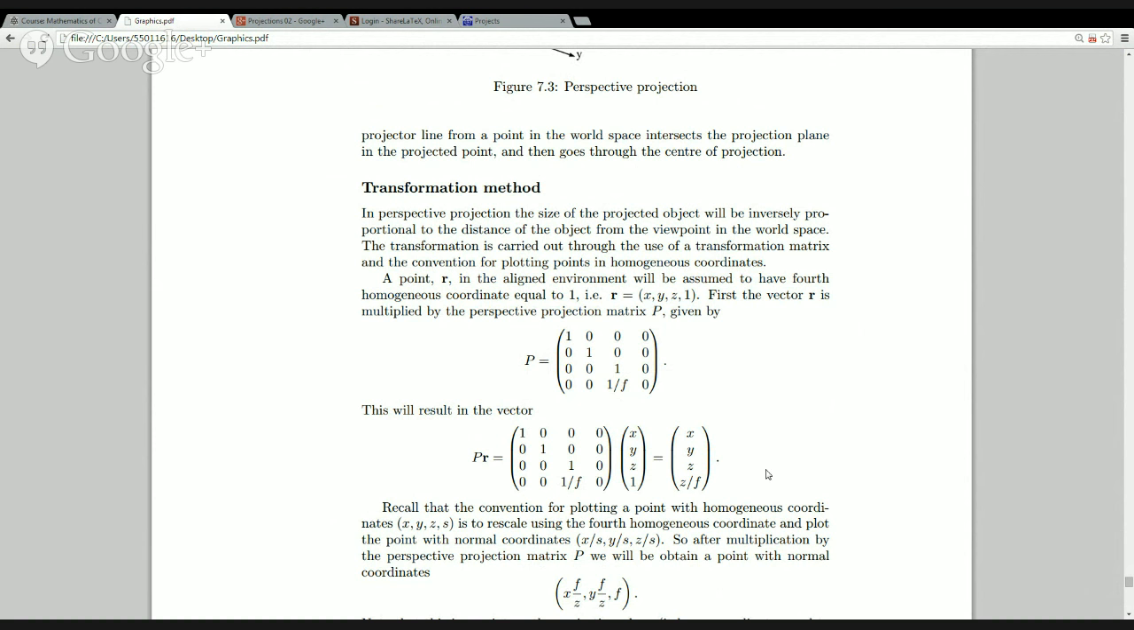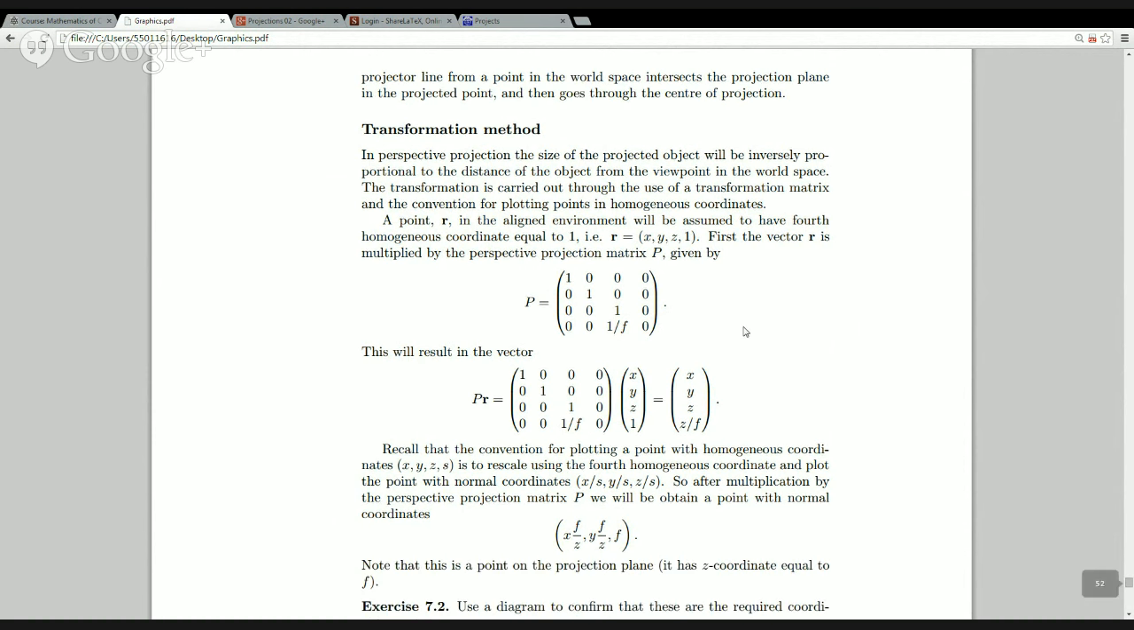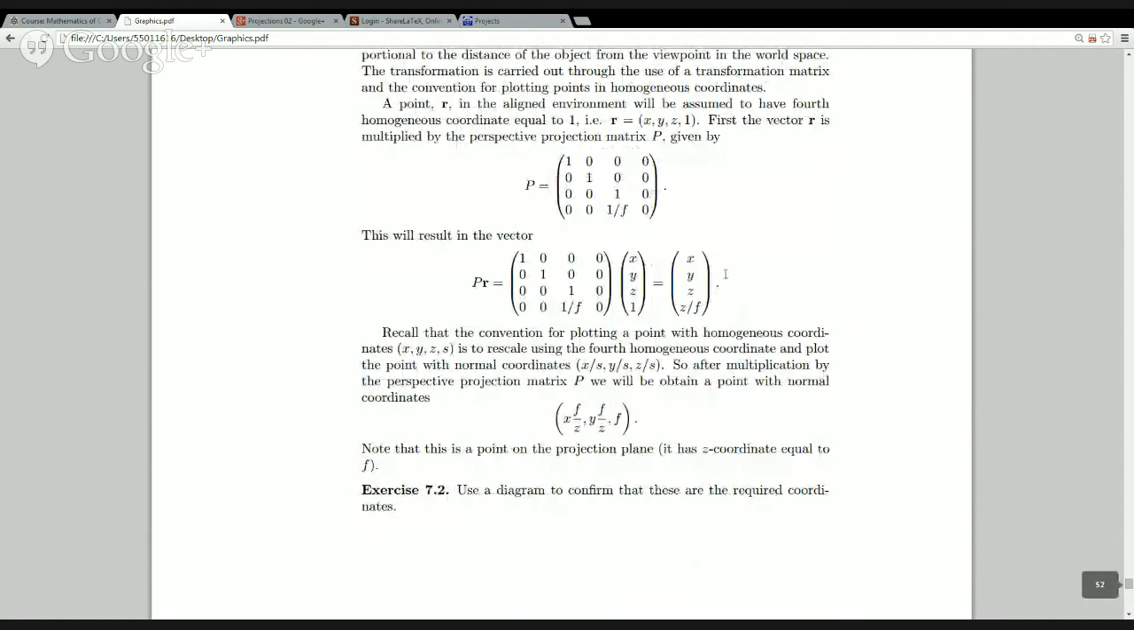So we started off with our point in the scene, which had the fourth homogeneous coordinate equal to 1. Okay, so we require that to be the situation before we start. So then we have a point, so it's still got the same x, y, and z coordinates, so nothing fancy has gone on with them, but the fourth homogeneous coordinate has changed to z over f.